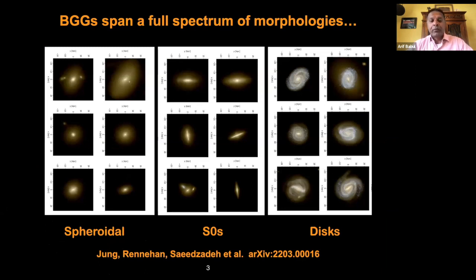Some of the highlights of this work, which has now been accepted and is available on the archive, are, I'm trying to get rid of the images that I have. Oh, there we go. Okay, that's better. All right, so some of the highlights are that the BGGs in Romulus span a full spectrum of morphologies from spheroidal S0s all the way to disk galaxies. The disk galaxies are star forming, the spheroidals and S0s are quenched galaxies.